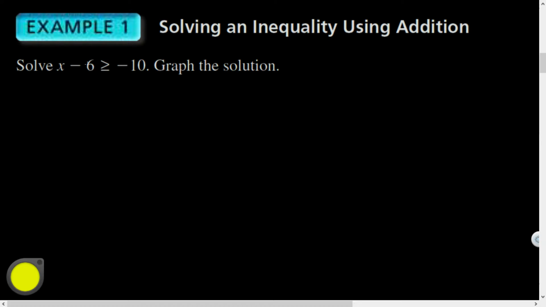All right. x minus 6 is greater than or equal to negative 10. I want to solve this. That means I want to get the variable by itself. What is the inverse of subtracting 6?